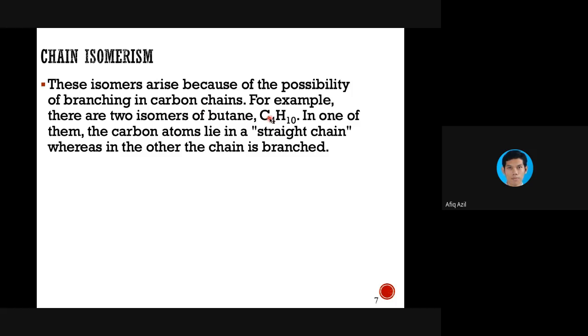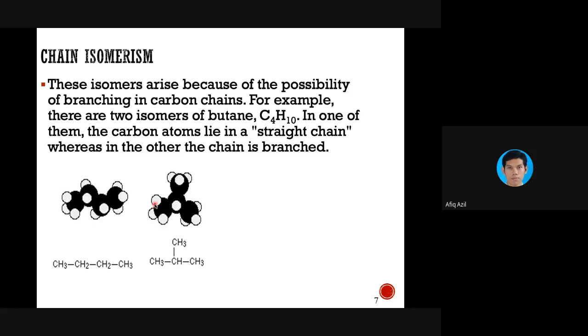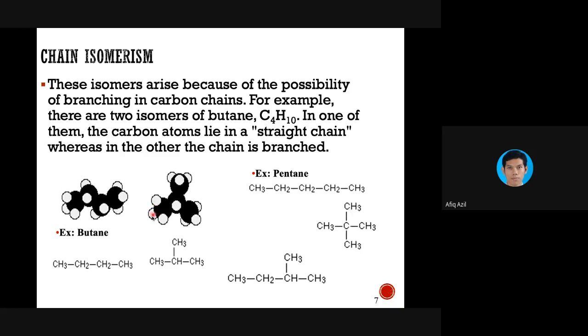You have C4H10, okay, still the same number of carbon and hydrogen, but the way that all of these carbons are arranged is slightly different, in which it can be in a straight chain or branching. Okay, we have two examples over here. Let's say this one is butane with 4 carbon and 10 hydrogen. So it can be arranged this way.